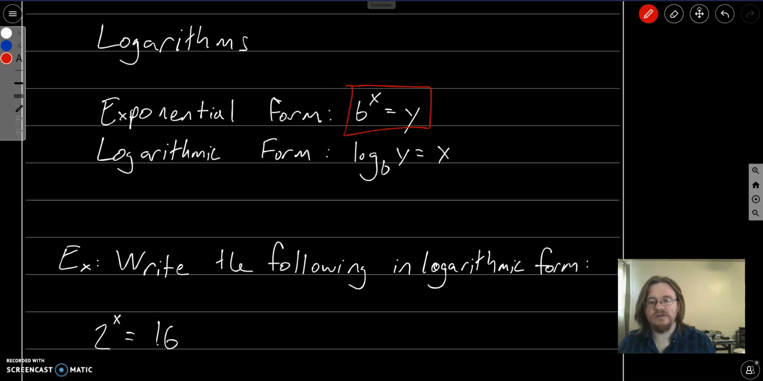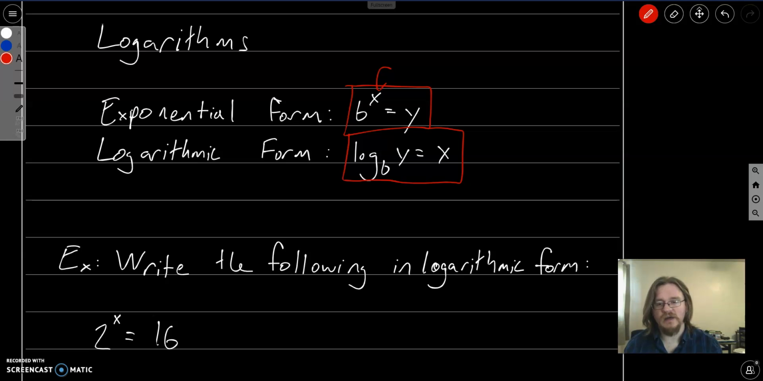B to the x power is equal to y. So if I want to know what x is way up here in the exponent, I'm raising b to the x power, and I want to get x by itself. The trick is we're going to use what's called a logarithm. A logarithm is just the inverse of an exponential, meaning that it undoes exponential.